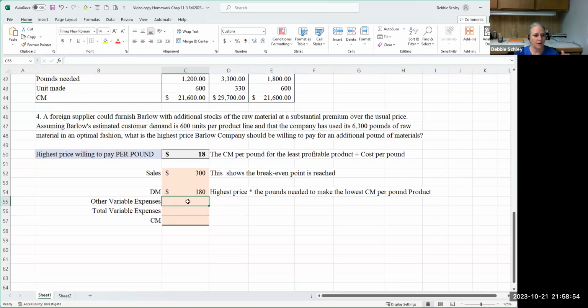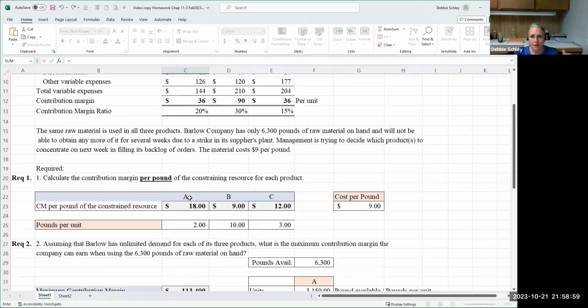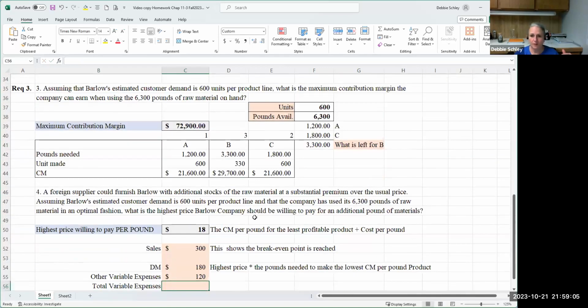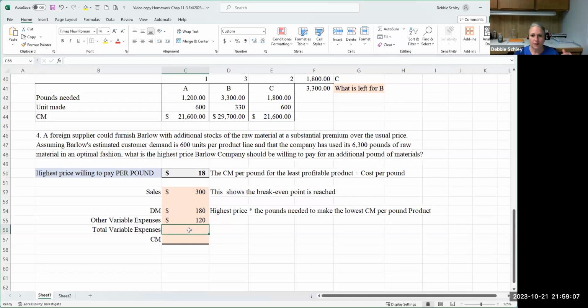So my other variable expenses, go back up here. Other variable expenses for B, 120. And so my total variable expenses equals this plus this. So then my contribution margin is this minus this. And see, it comes out break even.